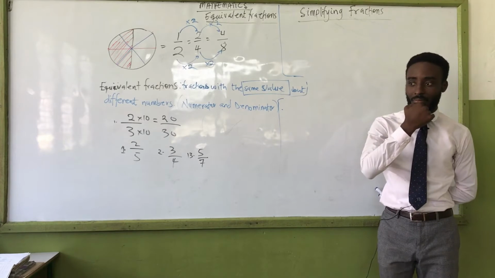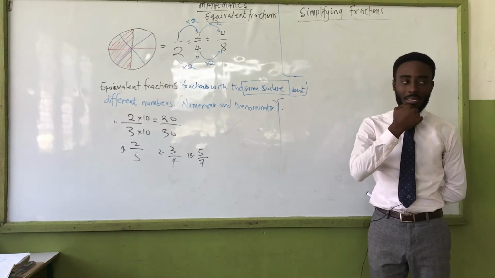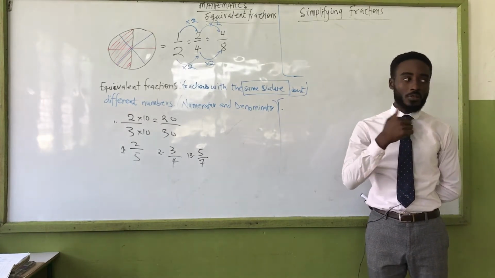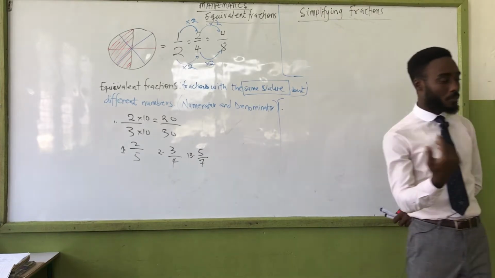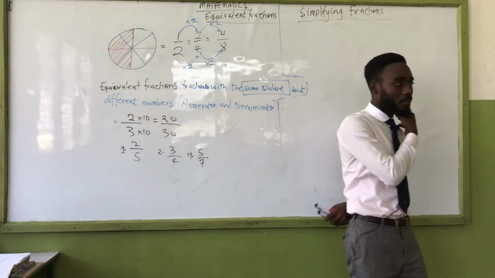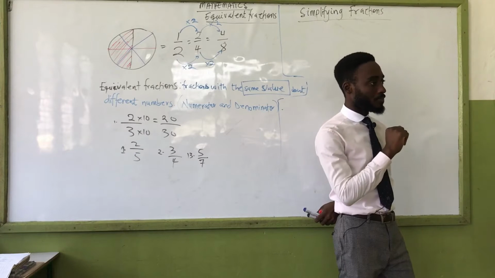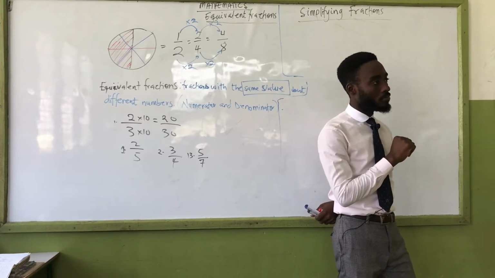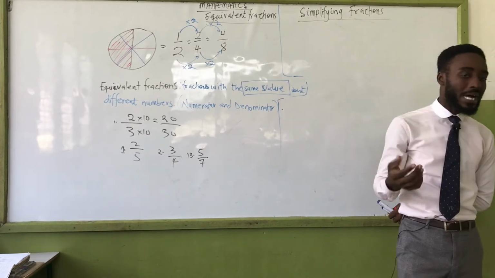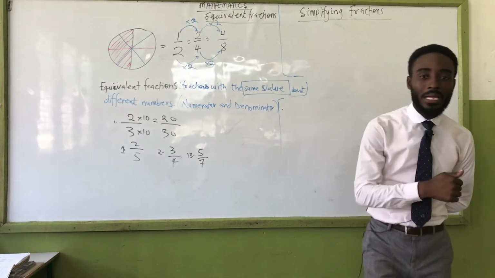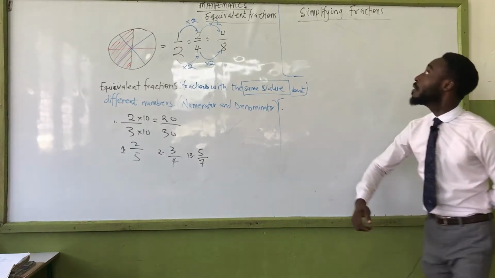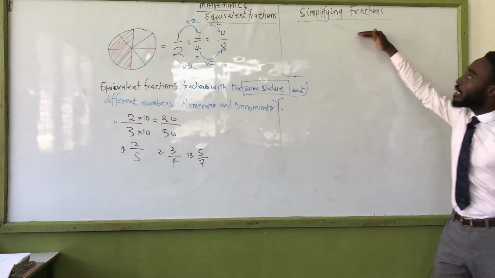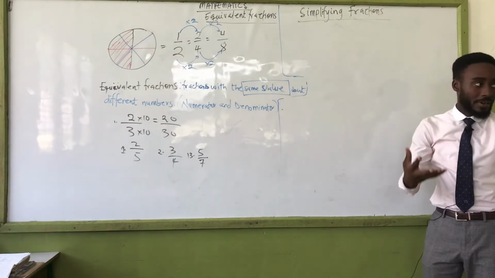Okay, to turn something into its shortest form that can never be broken down again. What about you? Okay, to make something easier. All right. Having done all of this, simplifying fractions would mean making fractions in a very simple form.